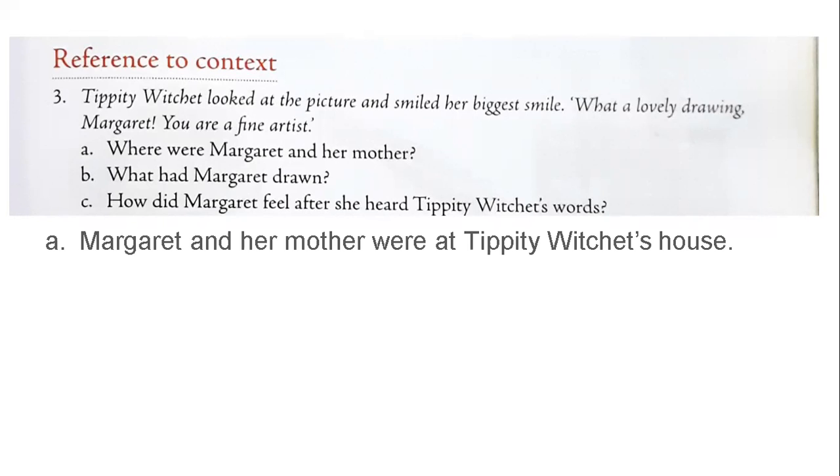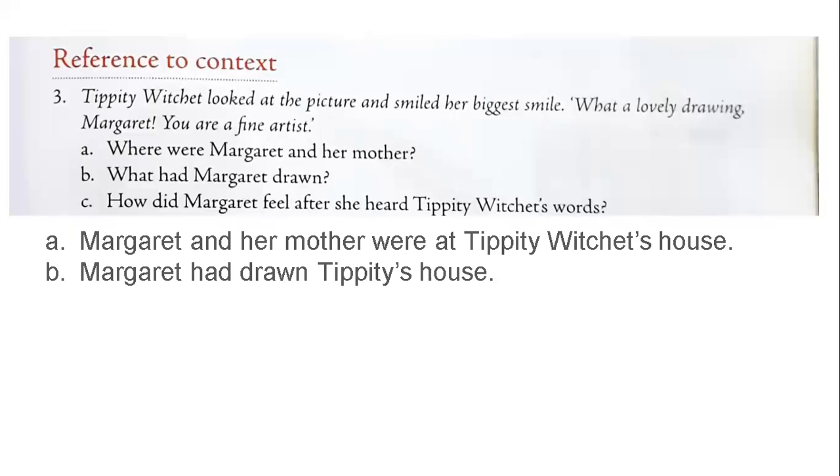Margaret and her mother were at Tippity Witchet's house. How did they get there? They rode their bicycles. Margaret had drawn Tippity's house. Well, not only the house, but also the flowers in the garden and a cheerful sun in the sky. How did Margaret feel after she heard Tippity Witchet's words? Margaret felt a little better.